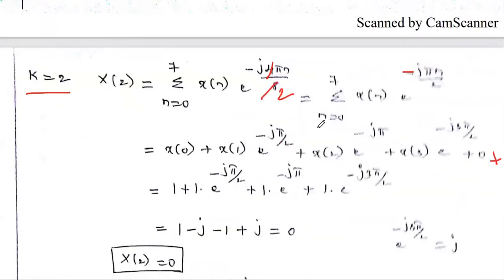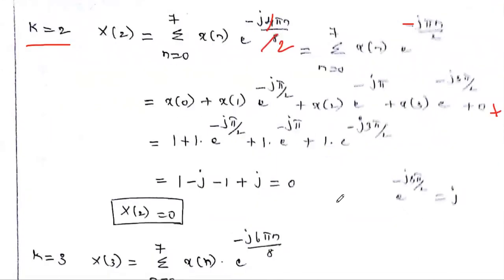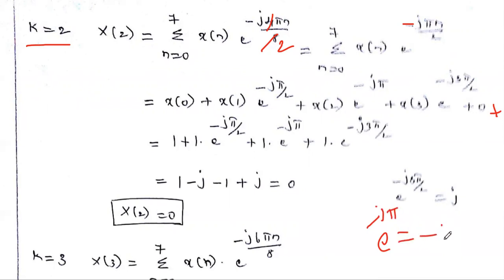Okay. Then what is the value of e power minus j pi? In the previous problem also, these answers you should remember. e power minus j pi means cos pi minus j sin pi. Cos pi value is minus 1, sin pi is 0. So e power minus j pi value is minus 1. So e power minus j pi, the answer is minus 1.